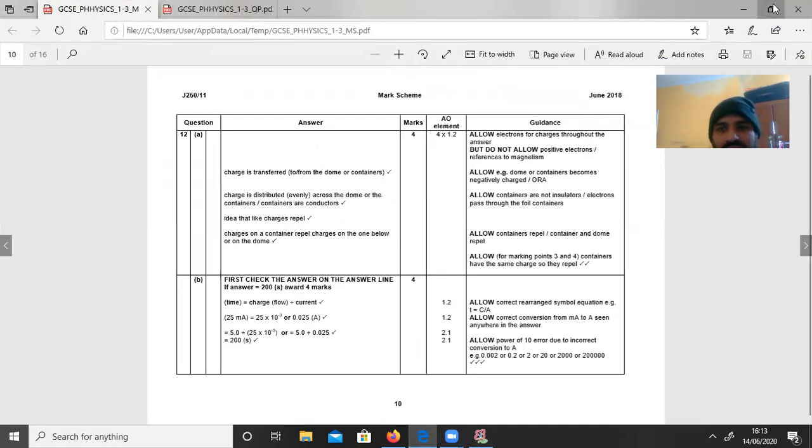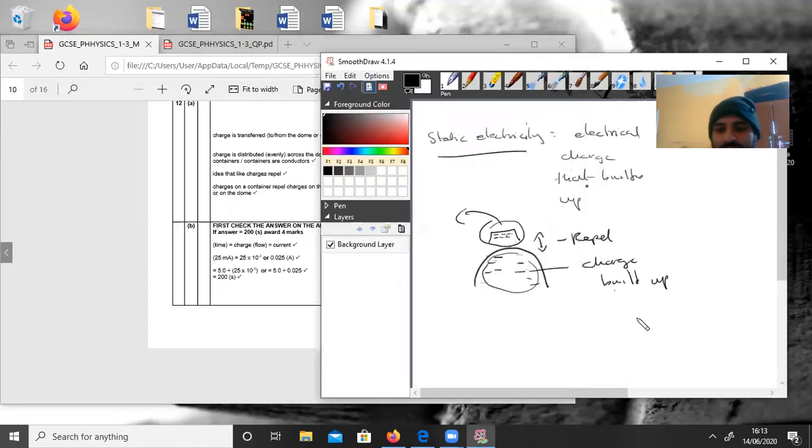They're conductors. What that means is, let's say I'm buttering bread and I put jam on it. I don't put too much jam in the middle of the bread. I spread the jam out evenly across the bread. Do you agree with that? Yeah. So the charge spreads out evenly across the dome, and it spreads out evenly across the containers.